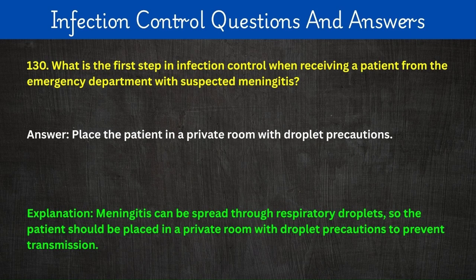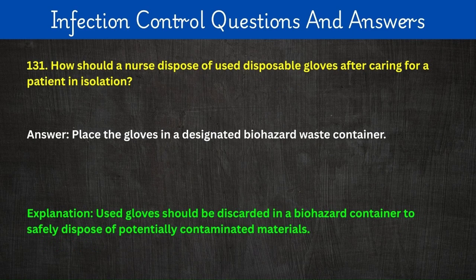130. What is the first step in infection control when receiving a patient from the emergency department with suspected meningitis? Answer: place the patient in a private room with droplet precautions. Explanation: meningitis can be spread through respiratory droplets, so the patient should be placed in a private room with droplet precautions to prevent transmission.